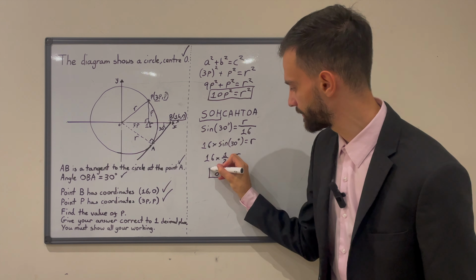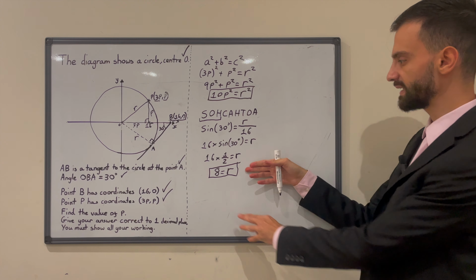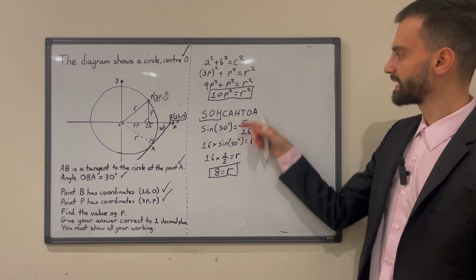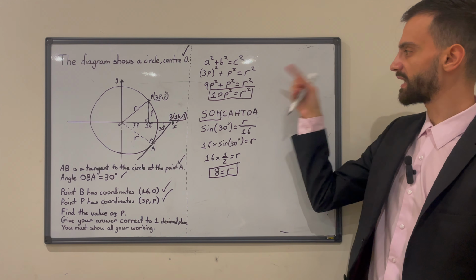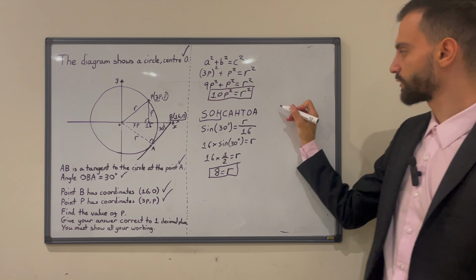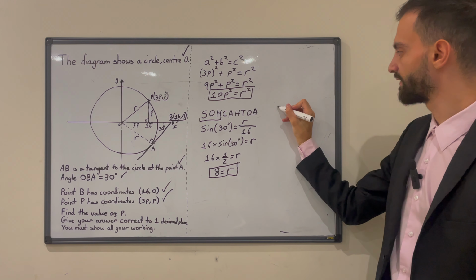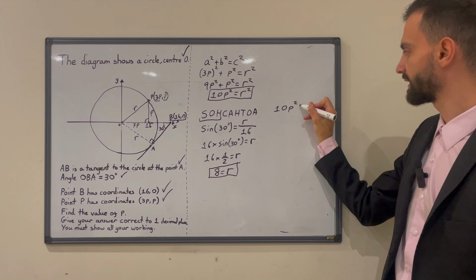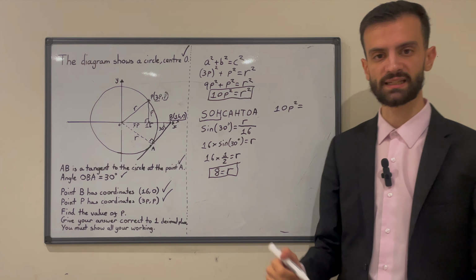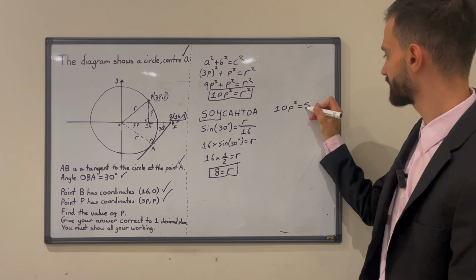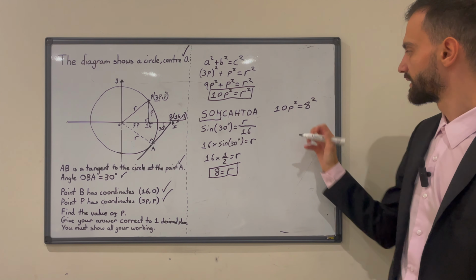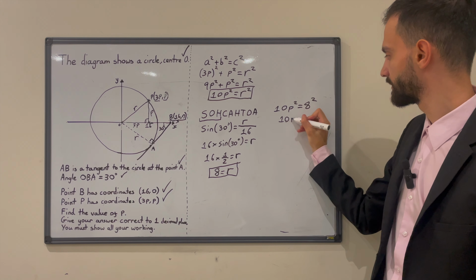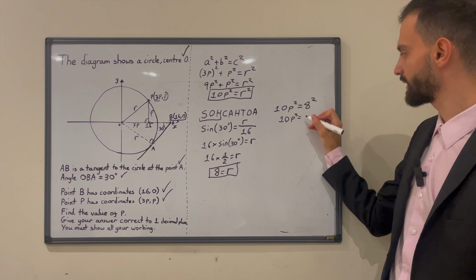Another key stepping point. I can now link this equation with this one. My radius, which now I know is 8, I can substitute into there, and I'll write that down over here, this whole equation. We have 10p squared, and that's equal to my radius, which is 8, so I have 8 all squared. Simplifying this below, we have 10p squared, and that's equal to 8 squared, 64.